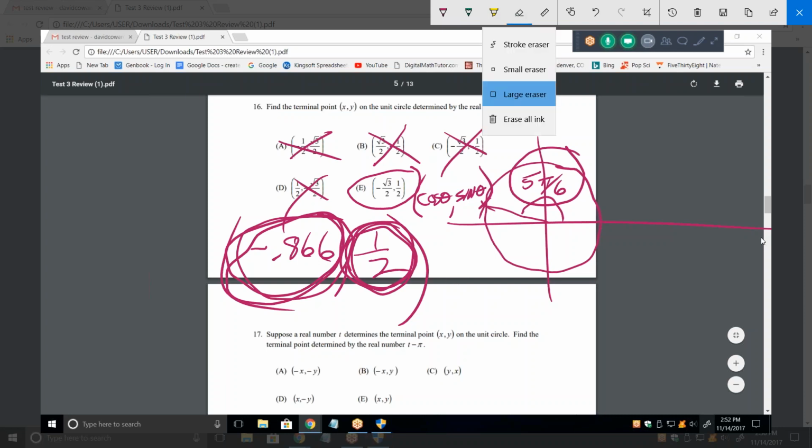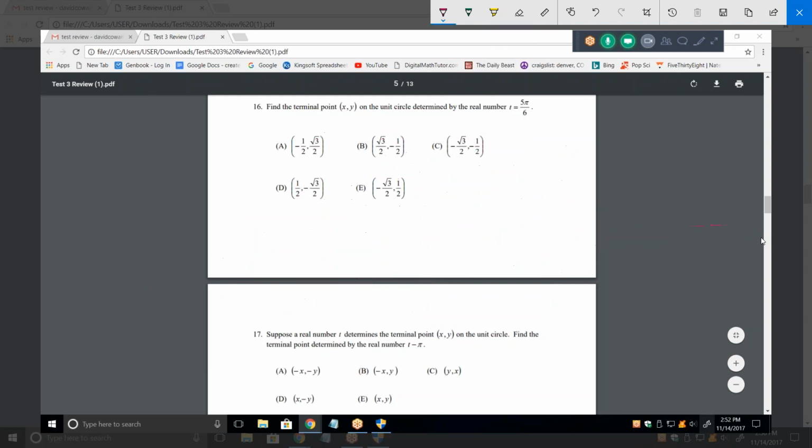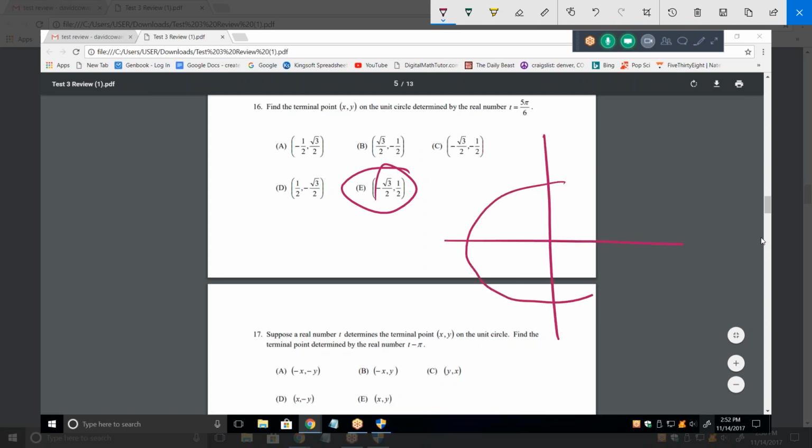Hold on. Yeah, they did. That's the only one that has a y coordinate of 1/2. What's important is this. When you're on the unit circle, and that is theta, no matter what theta is, that point is cosine of theta, comma, sine of theta. Remember that, always.